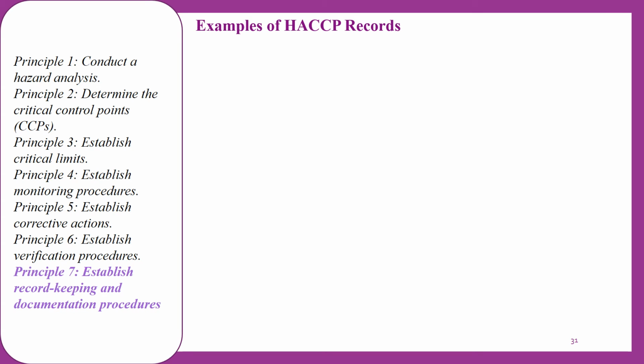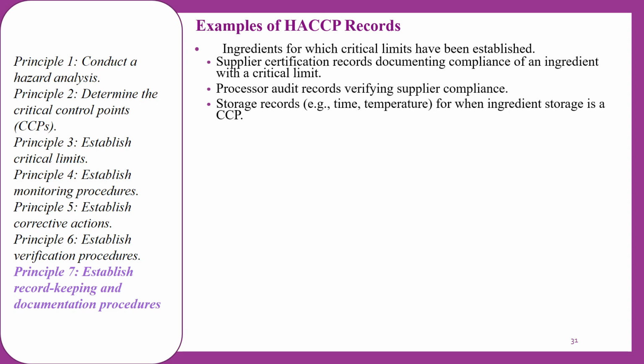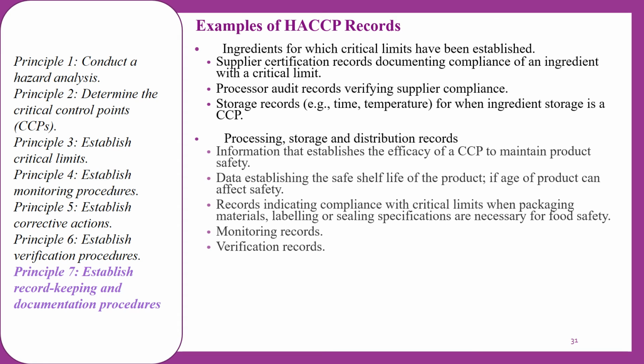Examples of HACCP records: for ingredients for which critical limits have been established, the supplier certification records documenting compliance of an ingredient with a critical limit should be maintained. Also, processor audit records verifying supplier compliance should be maintained. There should also be storage records, for example time and temperature when the ingredient storage is a CCP. Processing, storage, and distribution records.